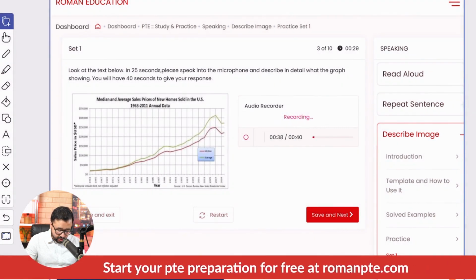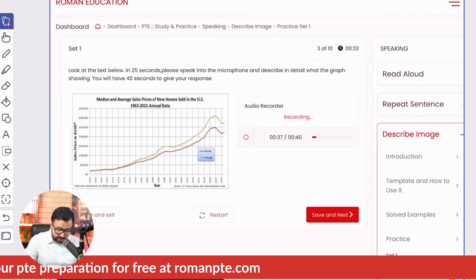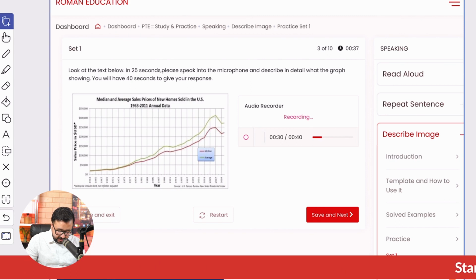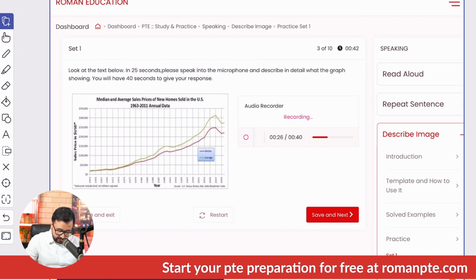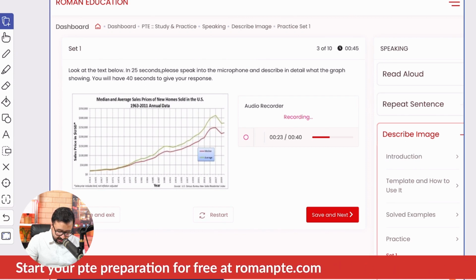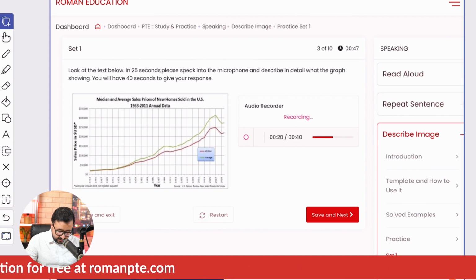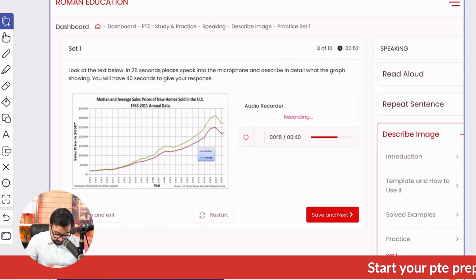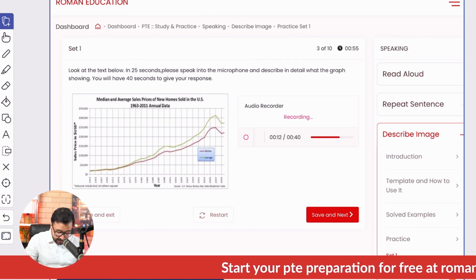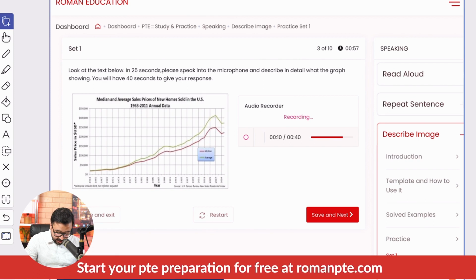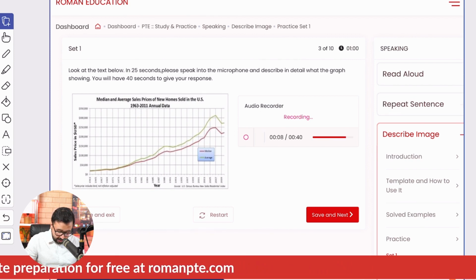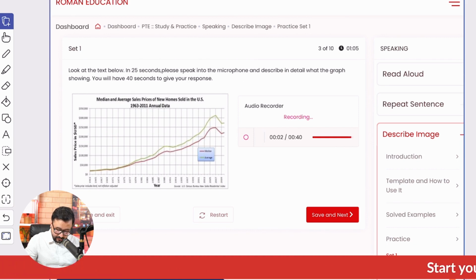The given diagram shows median and average sales price of new homes sold in the US from 1963 to 2011 annual data. In this diagram, I can see information about sales price in US dollar from 50,000 to 150,000 and time period from 1963 to 2009. The source of this information is US Census Bureau new sales. I can't read that line, so let's skip that. We can see that the median price is in red color, the average price is in green color. Overall, the diagram provides important details about median and average sales price of new homes sold in the US.